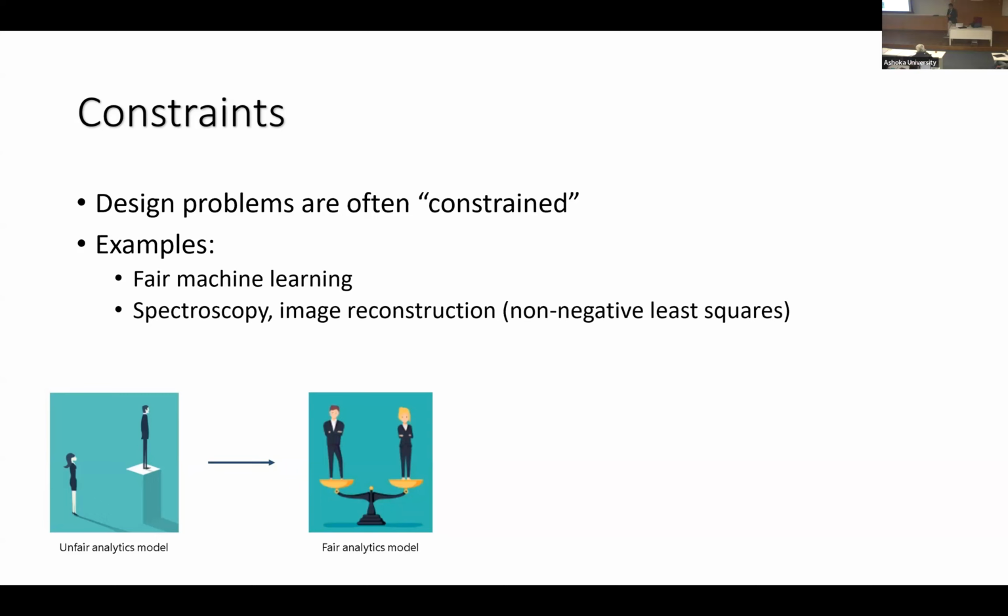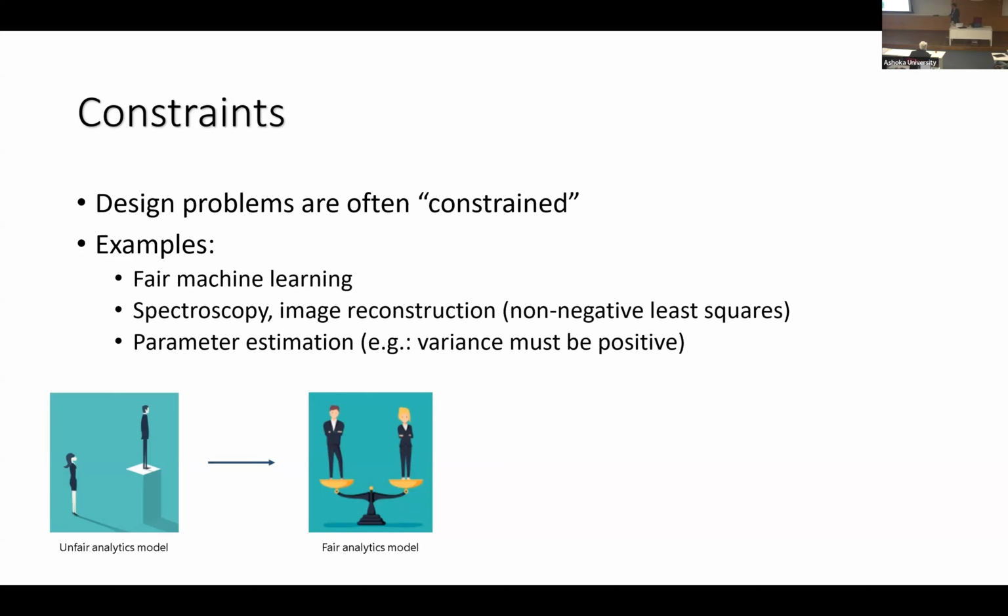There are also similar constraint problems in lots of different areas. It's a huge area of study, constrained optimization. So for example, in image reconstruction, we have the non-negative version of least squares. The least squares problem is the same, but now X is required to be non-negative.